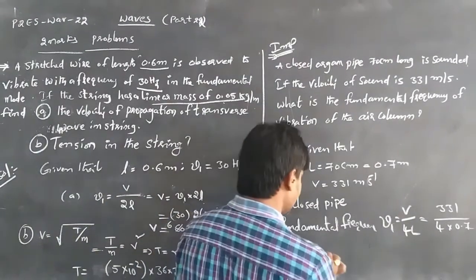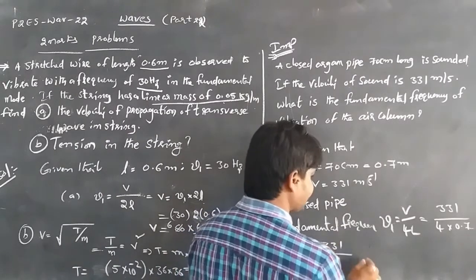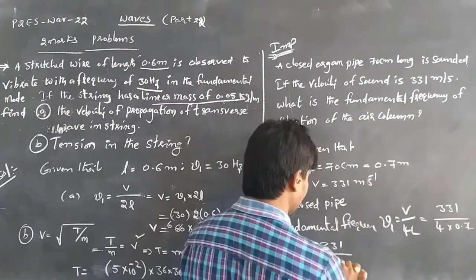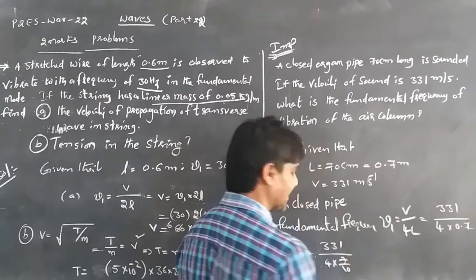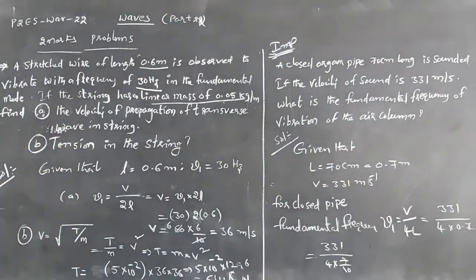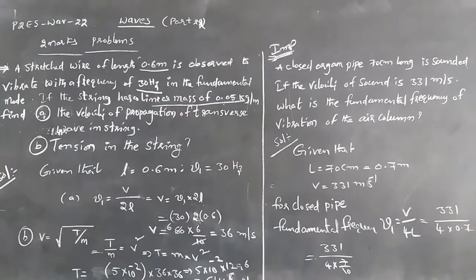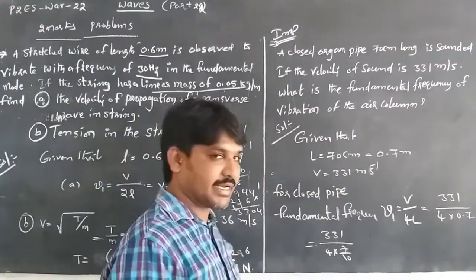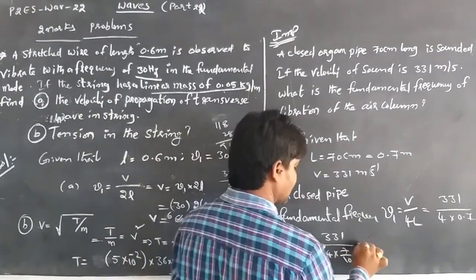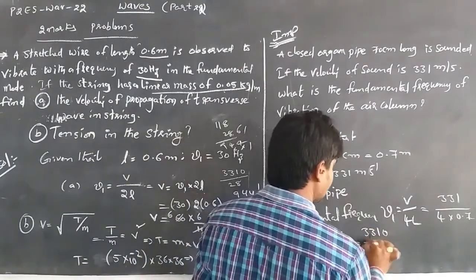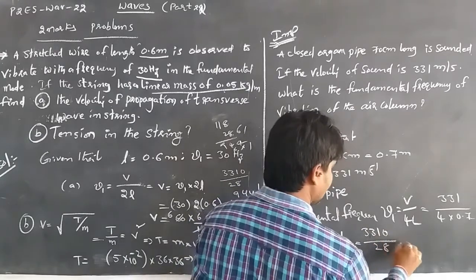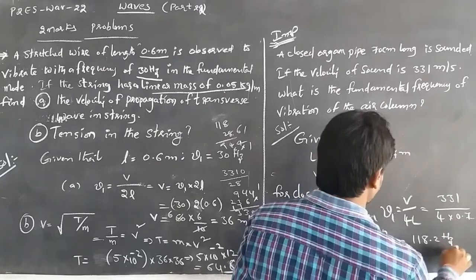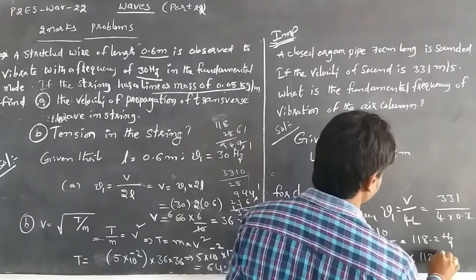Here we can take the value 4 into 7 by 10 for the calculation. So in the calculation we get 331 by 4 into 7 by 10, that is equal to 3310 by 28, which is approximately equal to 118.2 Hz. That means we can write 118 Hz.